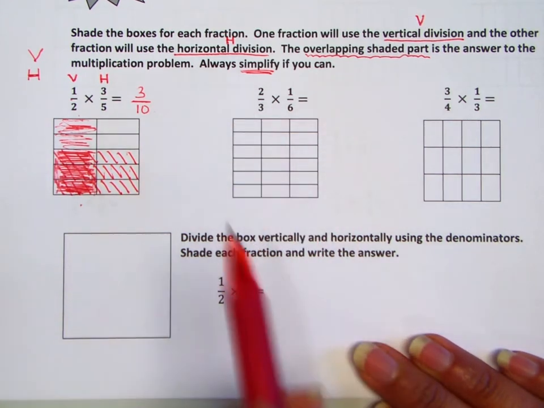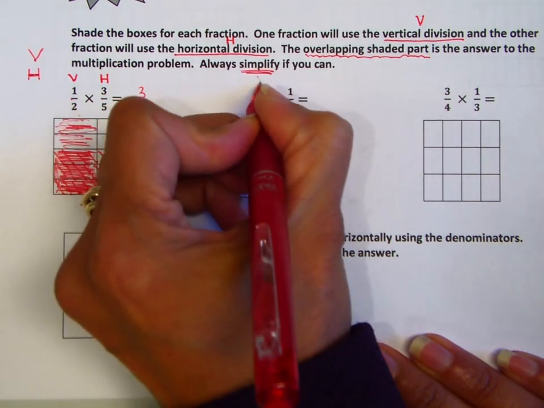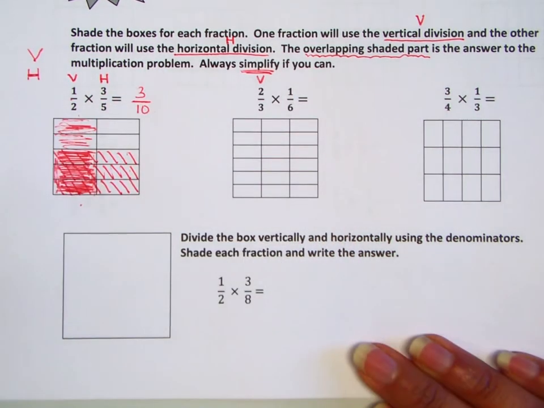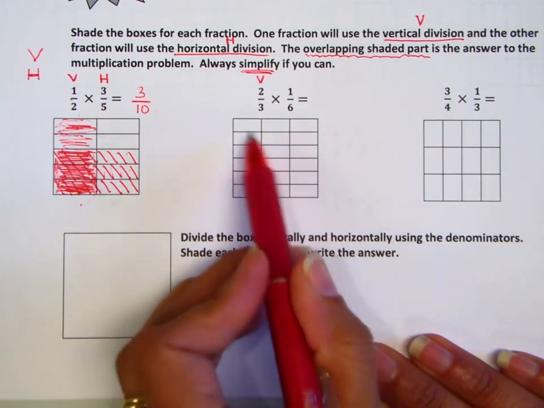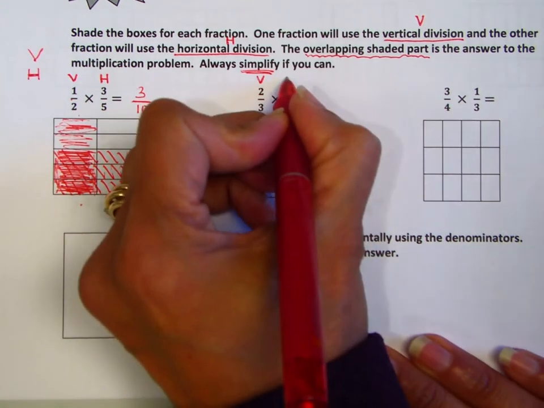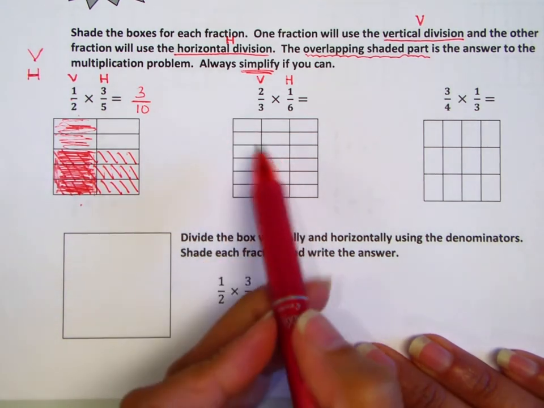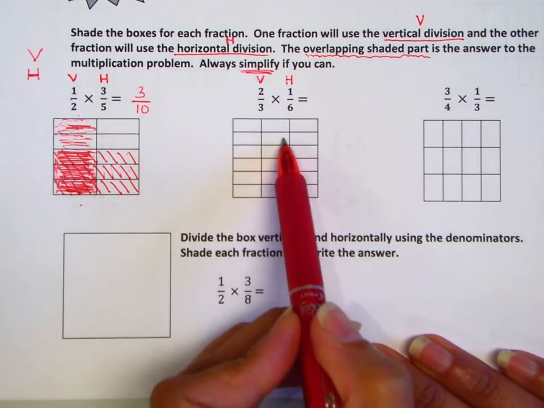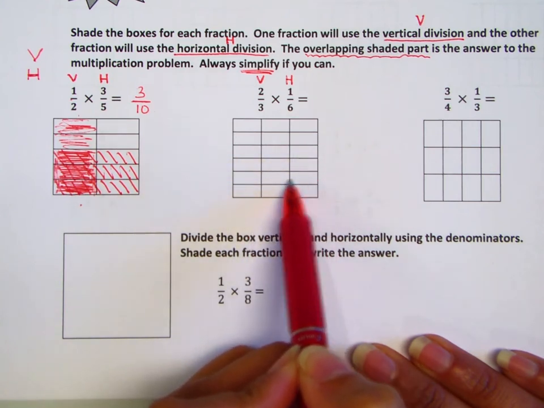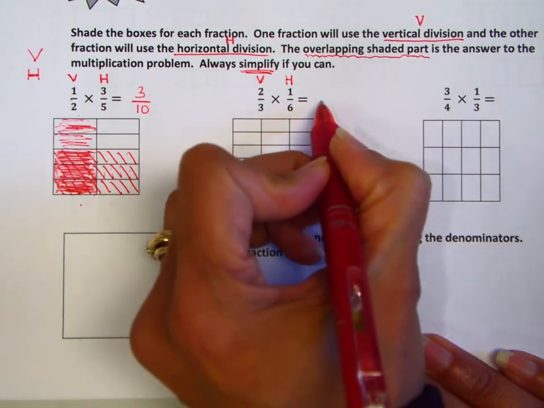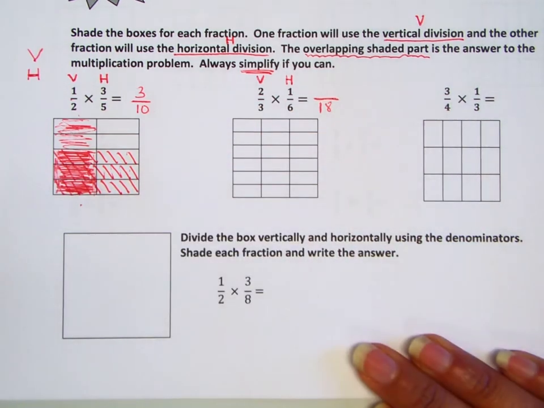We have 2/3. We've divided our box into thirds vertically, so this is my vertical fraction. And we've divided our box into 6, 1, 2, 3, 4, 5, 6 horizontally, so this is my horizontal fraction. When I did that, I ended up with 1, 2, 3, 4, 5, 6, 7, 8, 9, 10, 11, 12, 13, 14, 15, 16, 17, 18 boxes. So now we have a box with 18 equal parts.